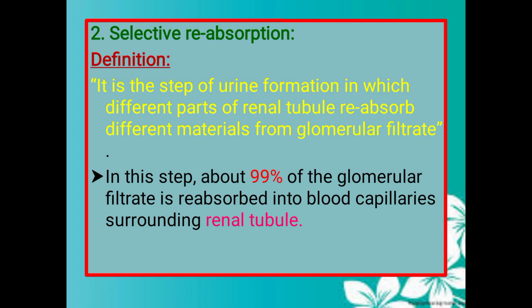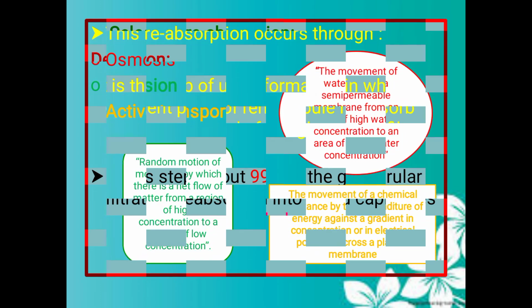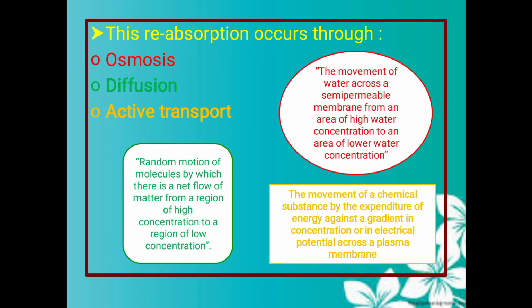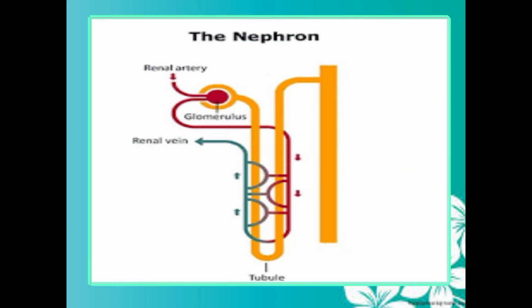So in this step, that is selective reabsorption, about 99% of the glomerular filtrate is reabsorbed into blood capillaries surrounding the renal tubule. The reabsorption of water, ions, glucose, etc. occurs through osmosis, diffusion, and active transport. So here you can see the parts of the renal tubule, that is the renal artery, after that the proximal convoluted tubule, loop of Henle, and distal convoluted tubule.